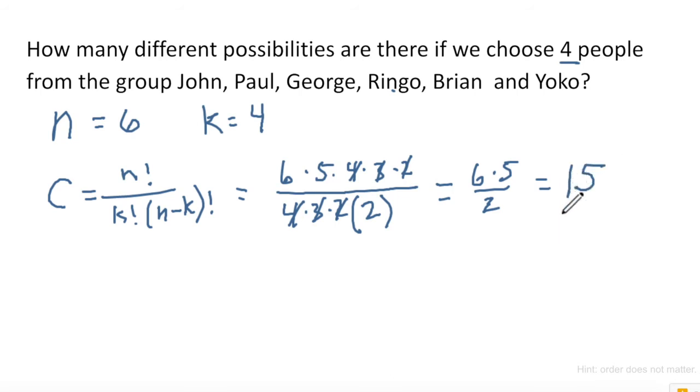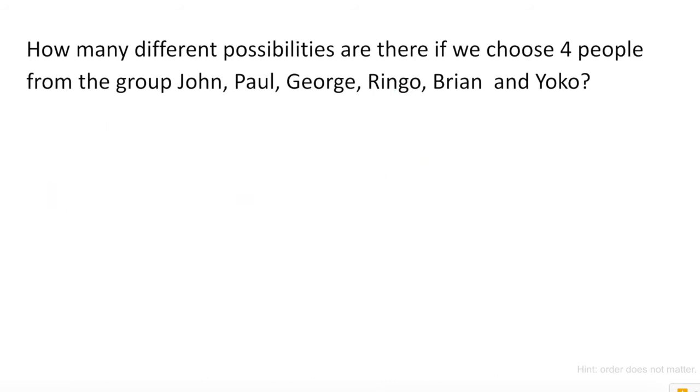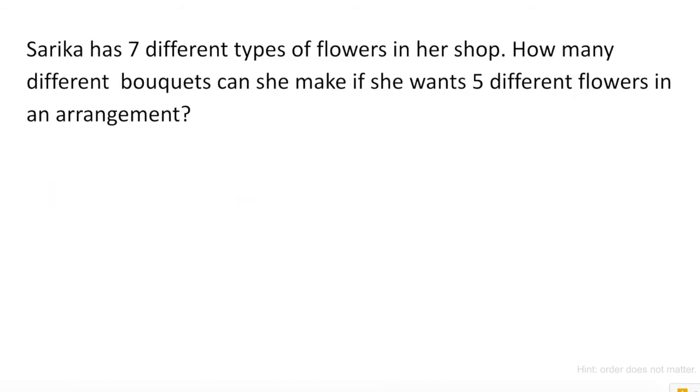So 15 different possibilities, or 15 different combinations of 4 names chosen from this set of 6 names. Let us try another problem. Sarika has 7 different types of flowers in her shop. How many different bouquets can she make if she wants 5 different flowers in an arrangement?